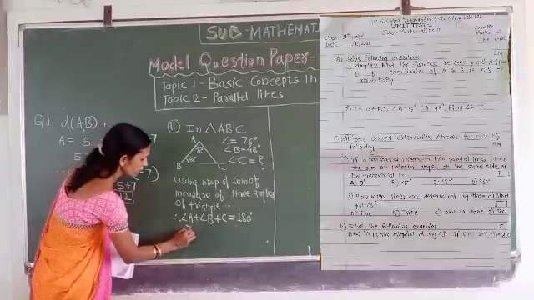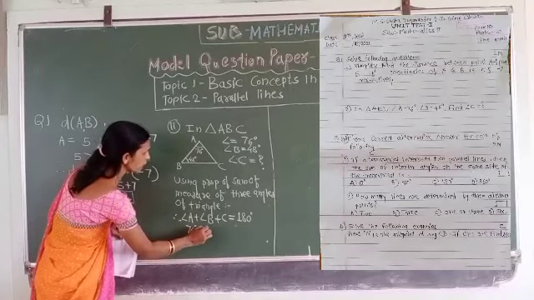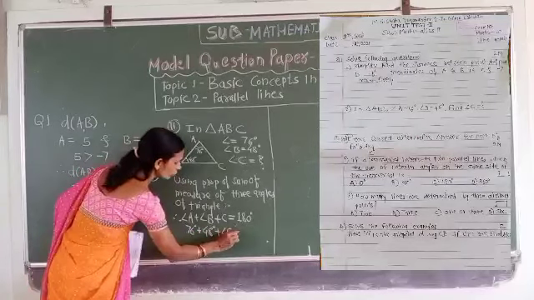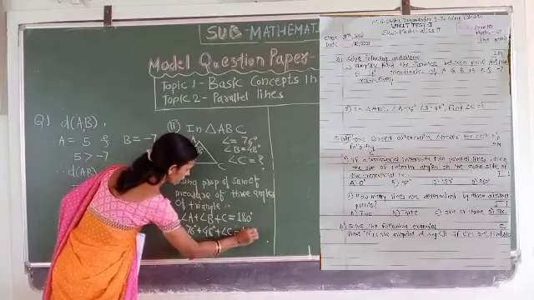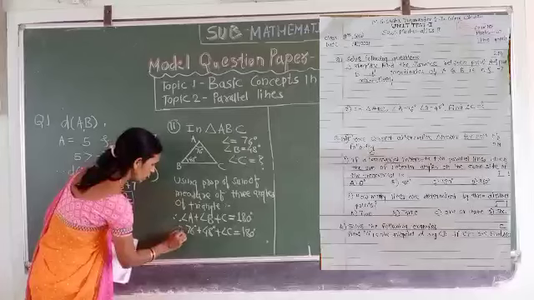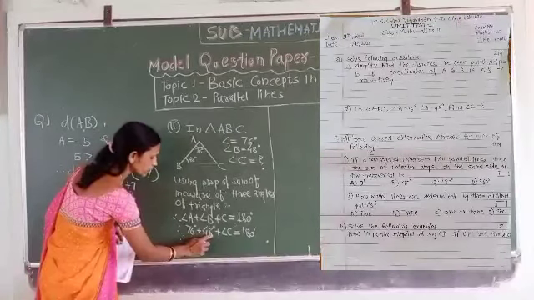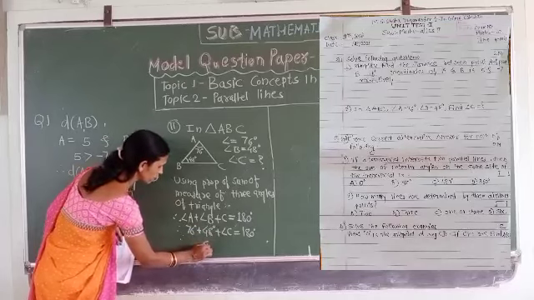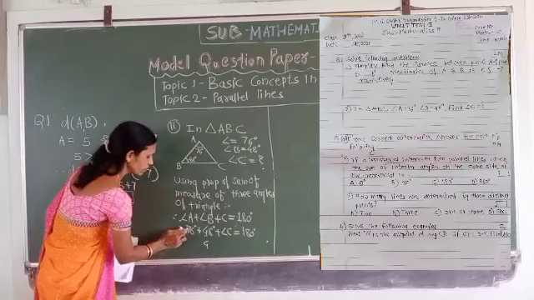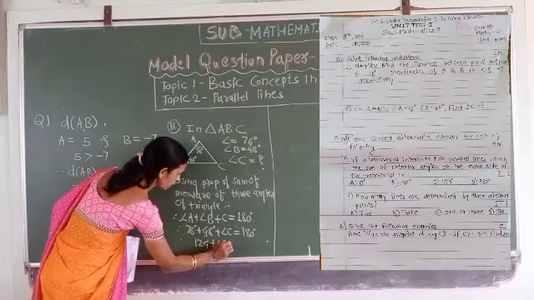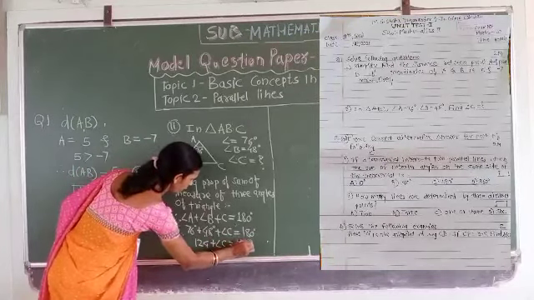Therefore, angle A, that is 76 degrees, plus angle B, that is 48 degrees, plus angle C, which we have to find, equals 180 degrees. Here 76 plus 48: 6 plus 8 is 14, carry 1. 7 plus 4 plus 1 is 12. So 124 plus angle C is equal to 180 degrees.